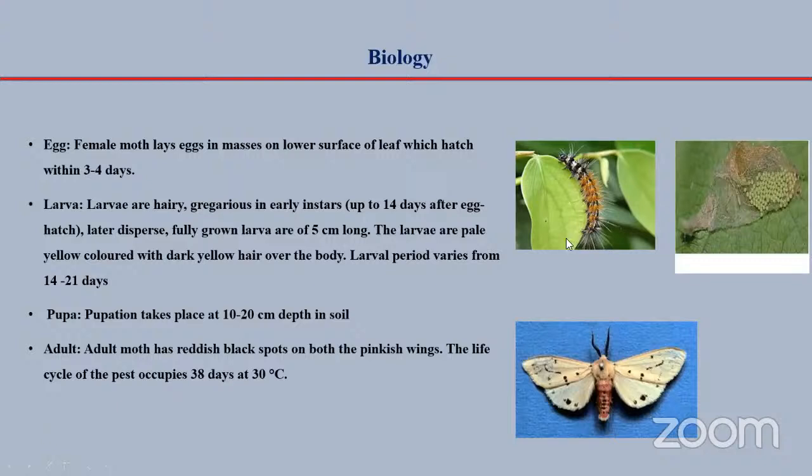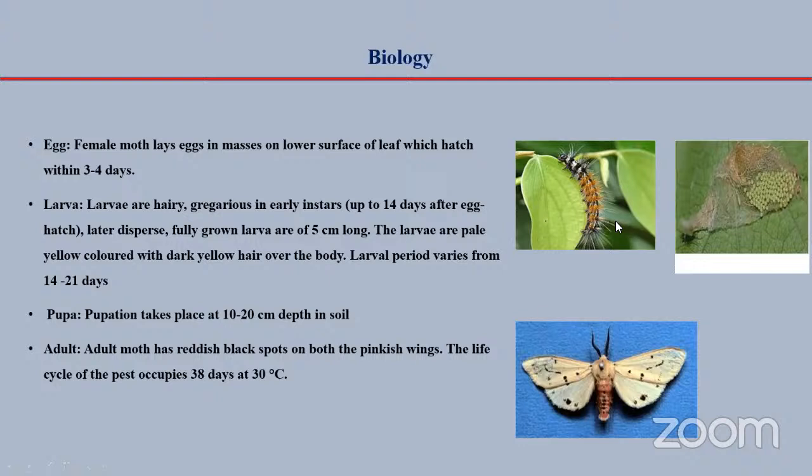And also they are very much gregarious in their early instar stage, that is up to 14 days after egg hatch. So later on, that is after 14 days, these larvae are known to disperse, and the fully grown larva will be 5 centimeters long. And this larva will be pale yellow colored with dark yellow hairs all over their body.